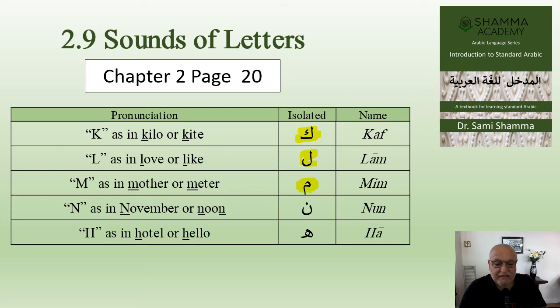It's the same sound as in English. Ma. Next one is the letter Na as in November, noon. Noon has two ns, beginning and end. Noon, November, and so forth. And the last letter is the letter Ha, which is equivalent to the letter H in English. So we say hotel, hello, hi, hike. It's that simple sound we make in English.